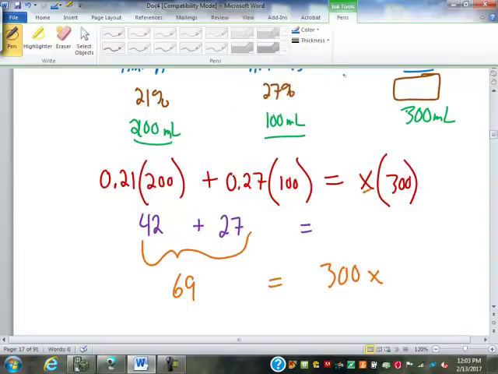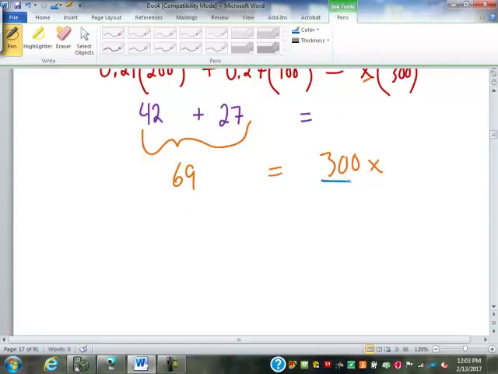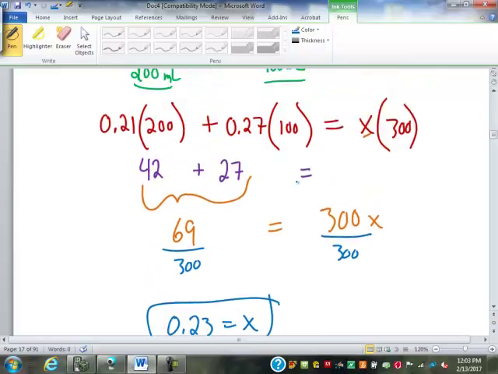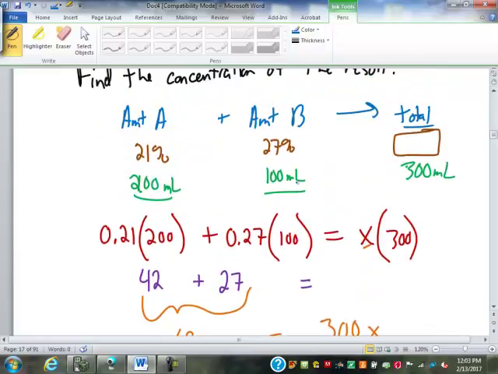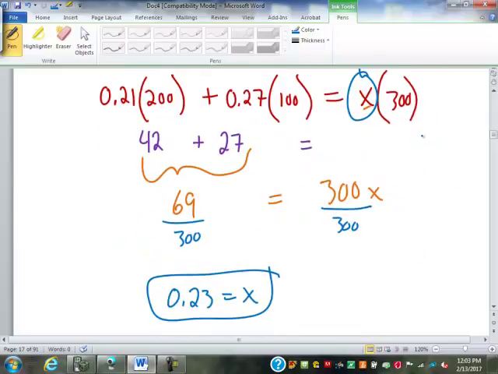And to solve for X, I'm going to divide by 300, which gives me 0.23 equals X. Now, again, we need to go back and look at what X represents. X represented the concentration of the final solution. So 0.23 means that final solution is a 23% solution.